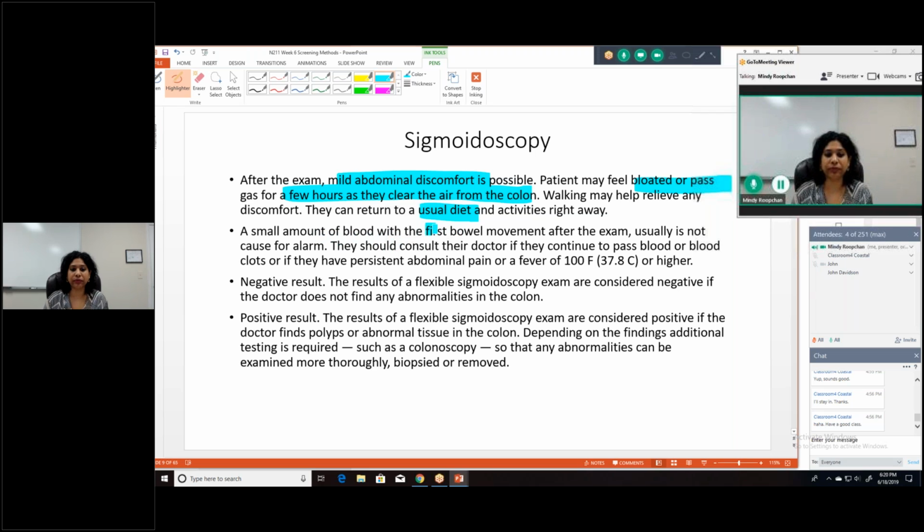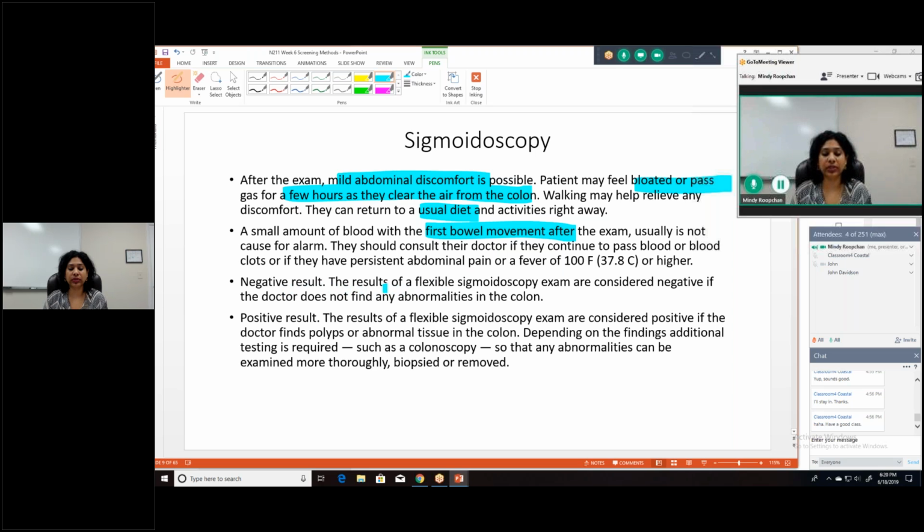If there's a small amount of blood with the first bowel movement, let the patient know that it's normal. It's not a cause for alarm, but if they continue to pass blood or blood clots or have persistent abdominal pain or a high fever, they need to go to the ER or let the doctor know.